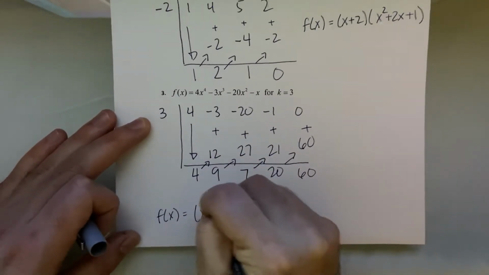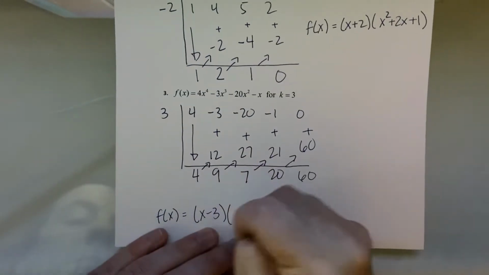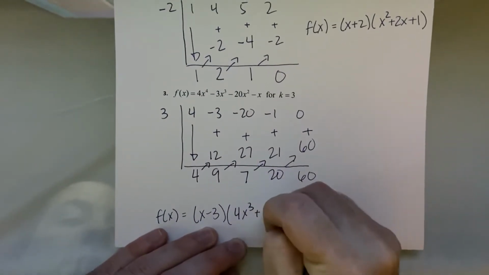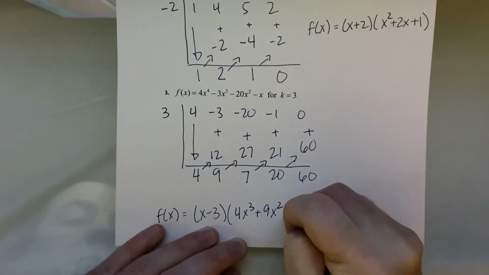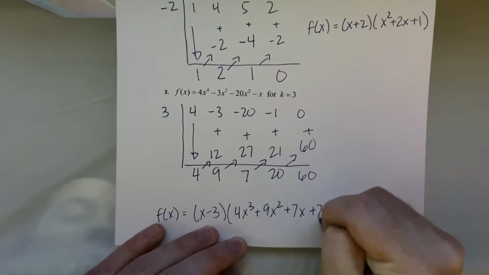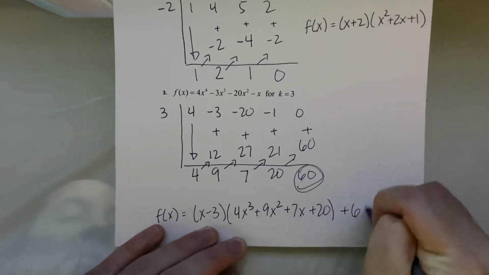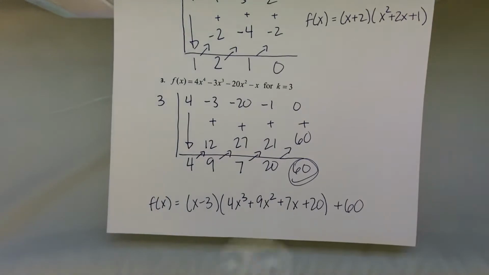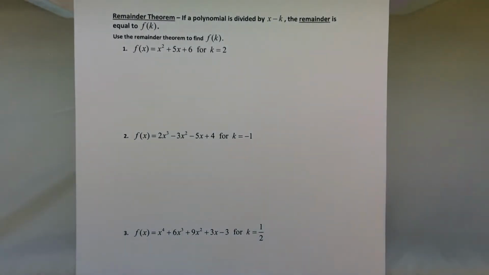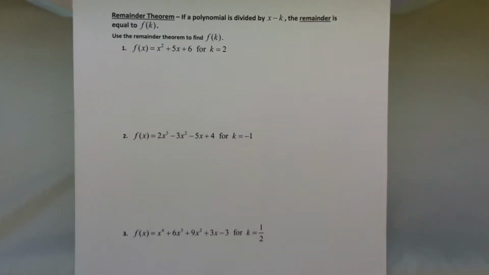It's x minus 3 times 4x cubed plus 9x squared plus 7x plus 20. And then of course my remainder is added on after the parentheses. Okay, so why is this useful? We'd like to be able to know factors without plugging things in. So we have the remainder theorem. If a polynomial is divided by x minus k, the remainder is equal to f of k. So that remainder we get at the end is the equal value to if we plugged in the number.